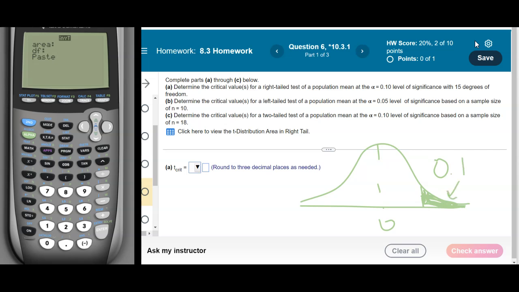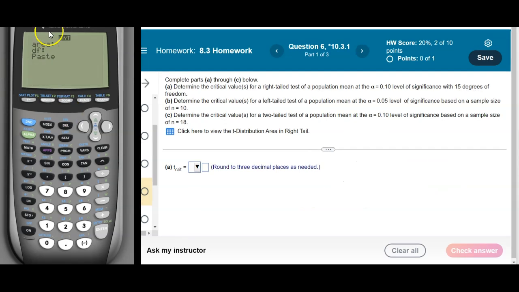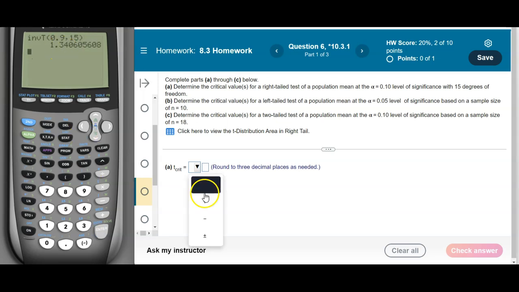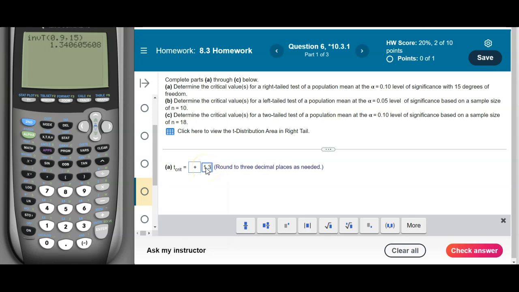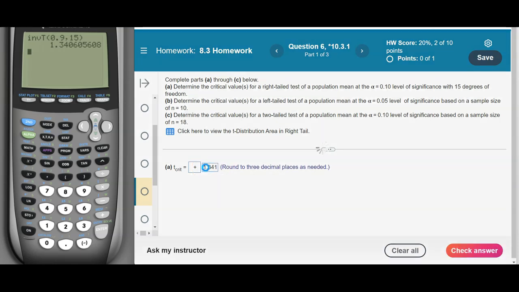All right, now when I do this inverse t, I need the area in the left tail. So if the area in the right tail is 0.1, the area in the left tail is 0.9. So I'm looking for this critical t value that has an area to the left of it of 0.9. And then the degrees of freedom also need to go in there. So 15 degrees of freedom. So 0.9 for the area, and then 15 degrees of freedom. When I plug that in, I get a positive number, and that's 1.341 to 3 decimal places.